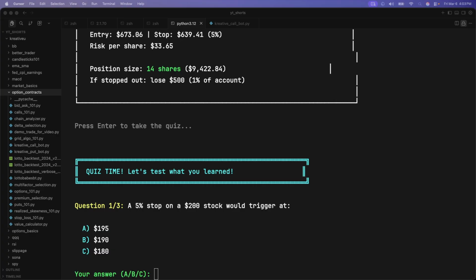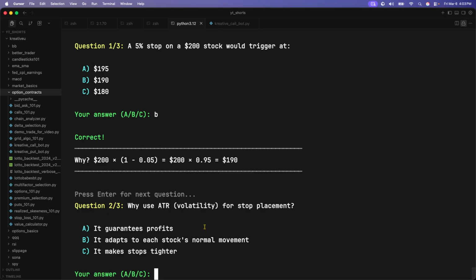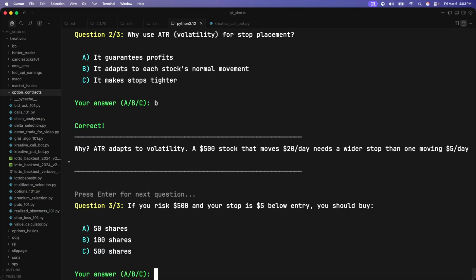200 times. 190. Big brain. There we go. Why use ATR volatility for a stop placement? It guarantees the profit? Not really. It adapts to each stock's normal movement, that volatility. It makes stops tighter, depending on the volatility of the stock. So the best answer would be B.